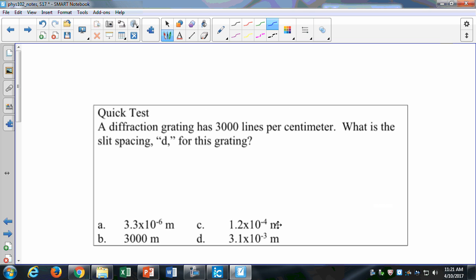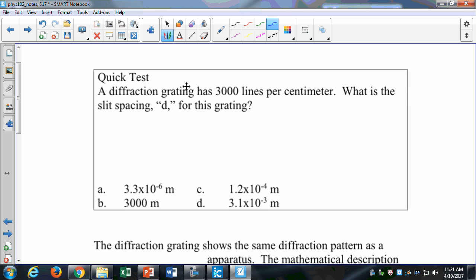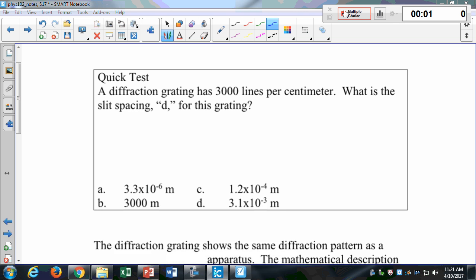All right. So you try it on your own. You have this diffraction grating that has 3,000 lines per centimeter. What is the slit spacing for that grating in meters?